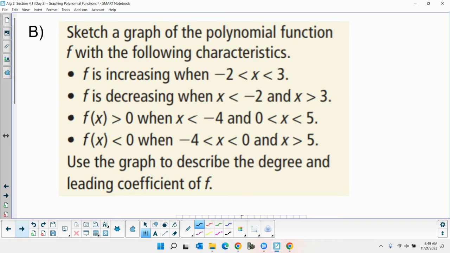A good start, boy. He's got his X and Y axis. Him and Alec are just going. Good job.